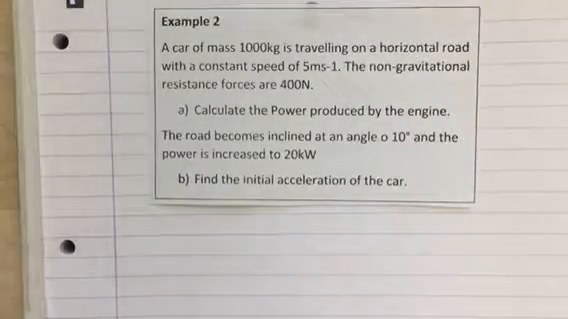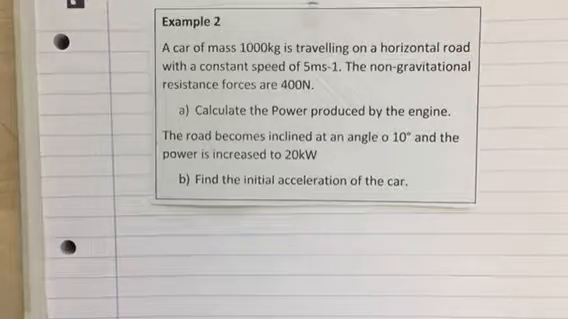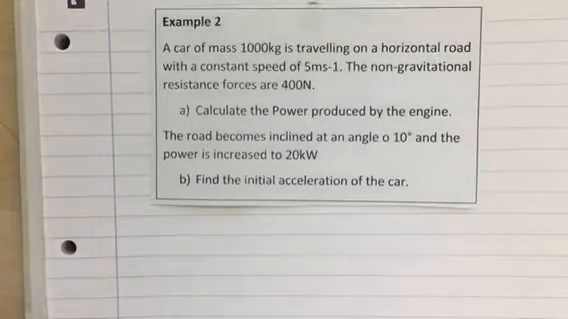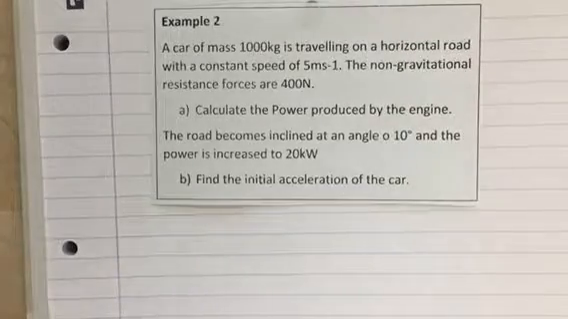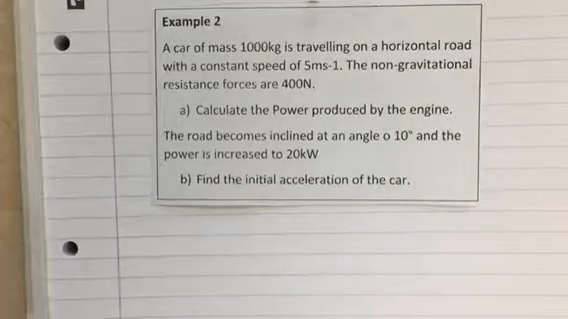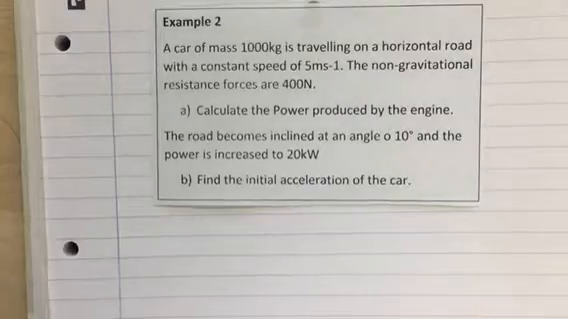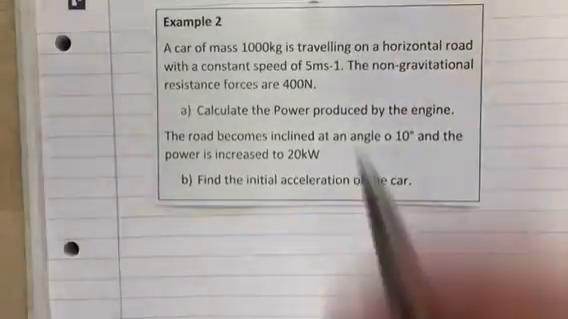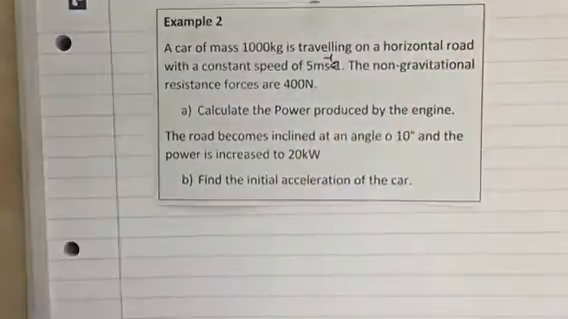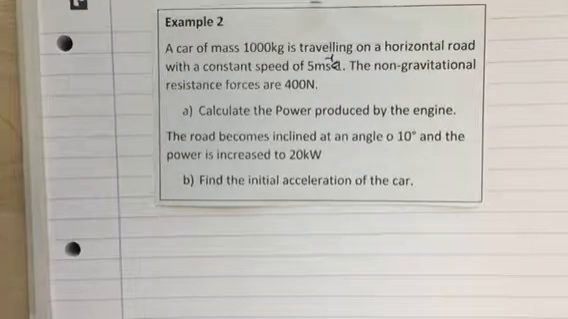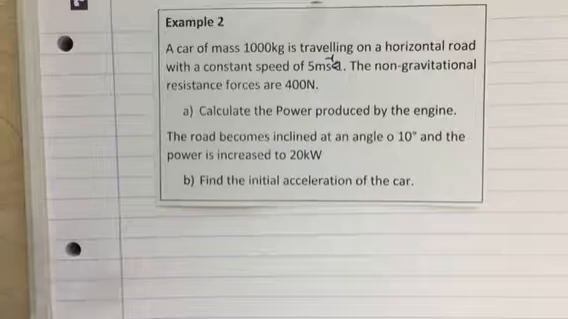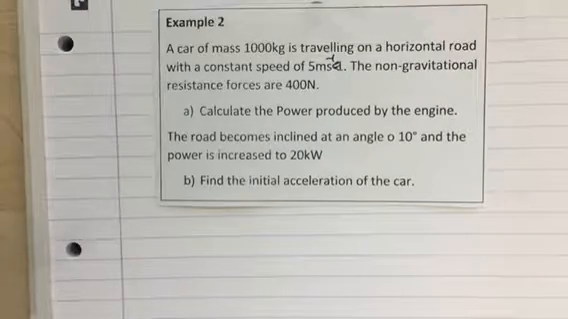To finish off looking at power, I've got a second example where we've got a few more variations in there. So here we've got a car again, mass 1,000 kilograms, travelling on a horizontal road with a constant speed of 5 meters per second. That's badly written there. The non-gravitational resistance forces are 400 newtons. So again, separating gravity out here.